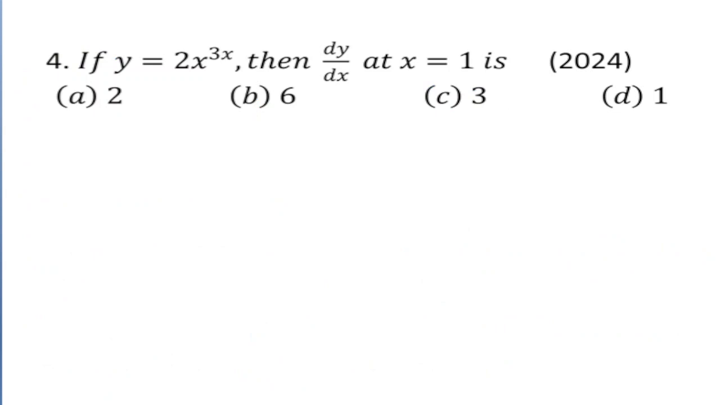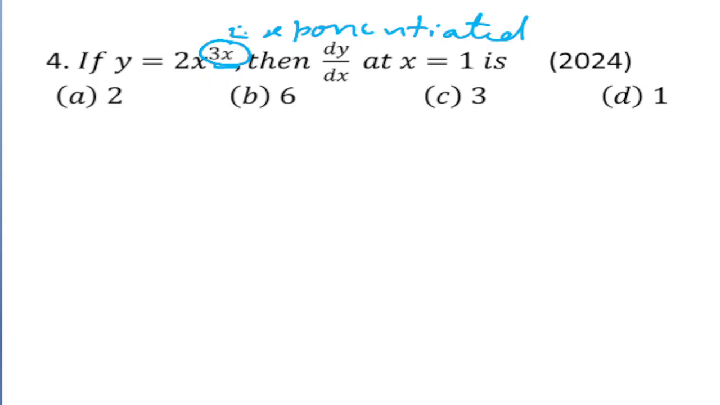If y is equal to 2x to the power 3x, see friends, here in the base we have a variable as well as in the exponent. In the base we have the variable x, in the power also we have a variable. These kinds of functions are called exponentiated functions. That means functions where the exponent as well as the base have variables. For these kinds of functions, finding the derivative at a point or whatever is directly impossible.